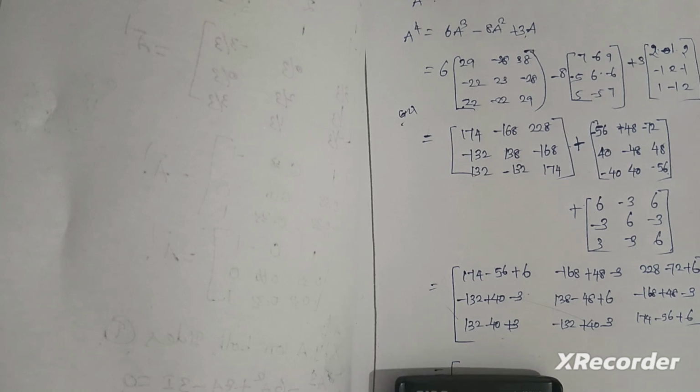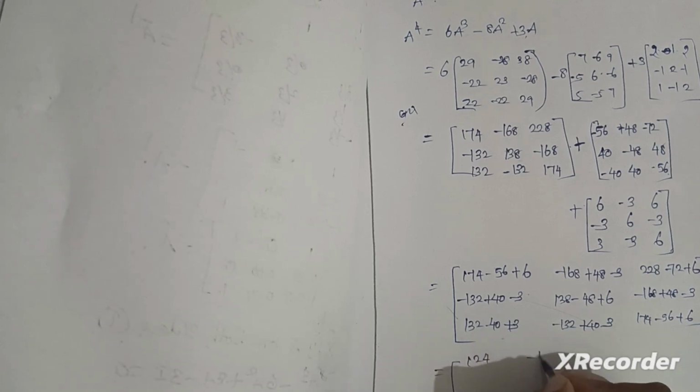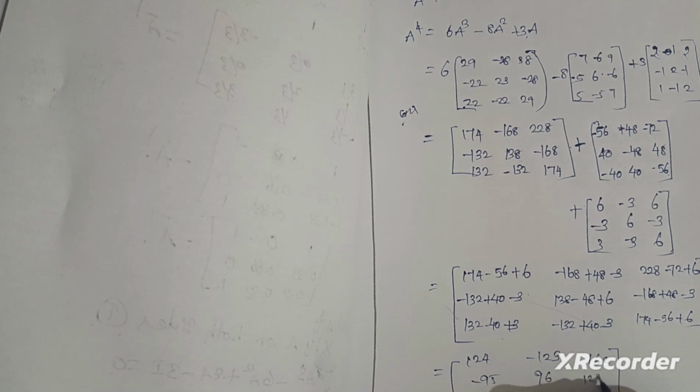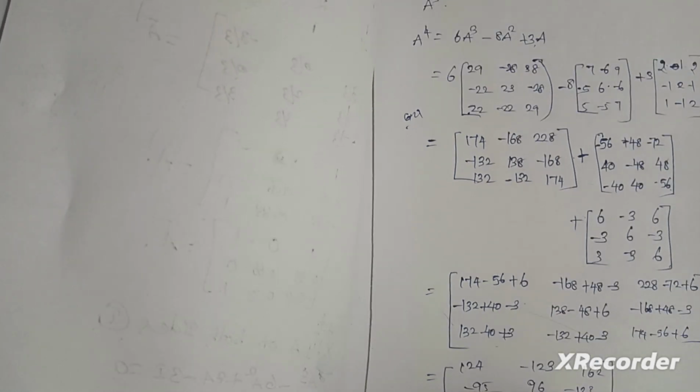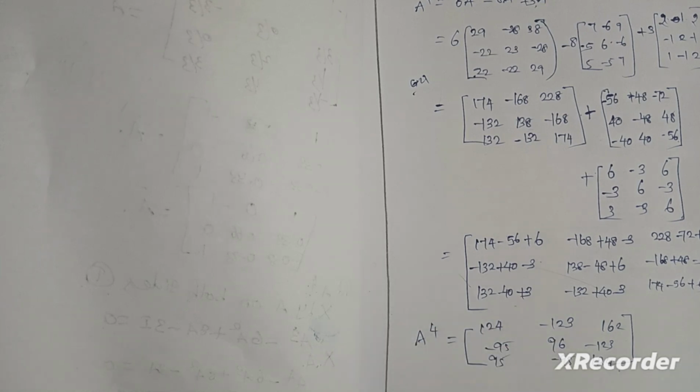174 minus 56 plus 6. We have to use the calculator. 124, minus 123, 162, minus 95, 96, minus 123, 123, 95 minus 95, 124. So A4 is this matrix.